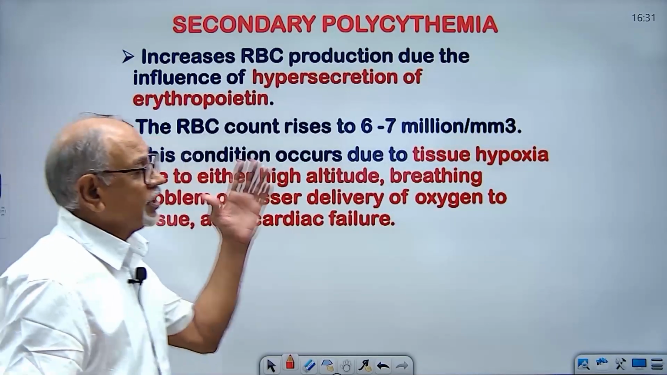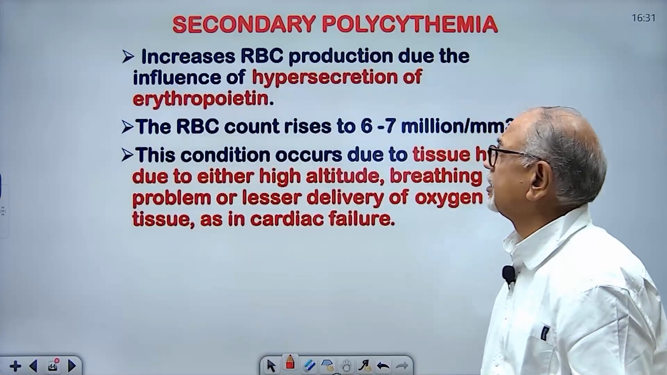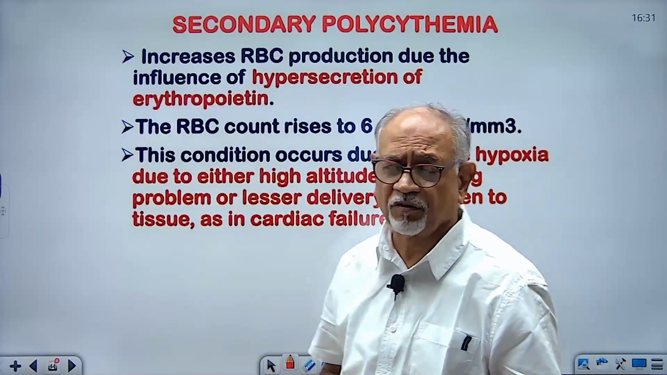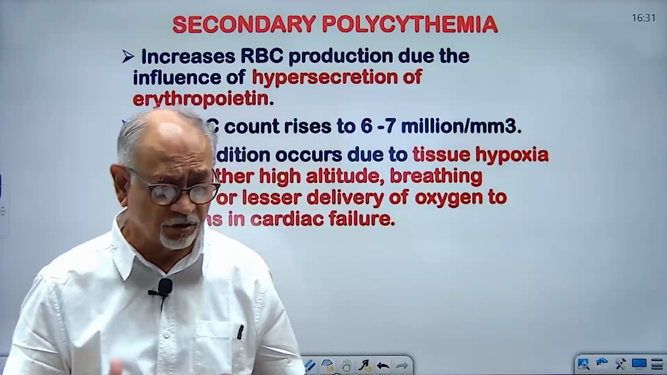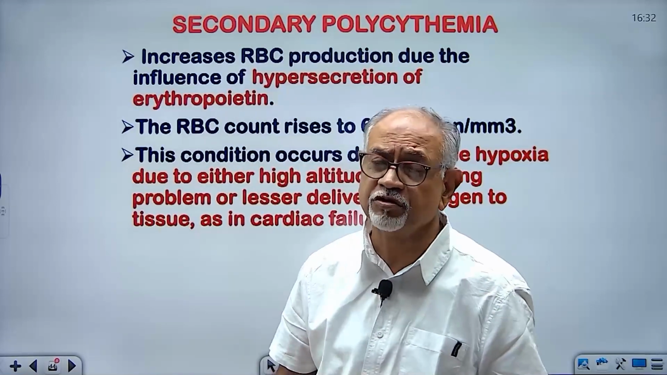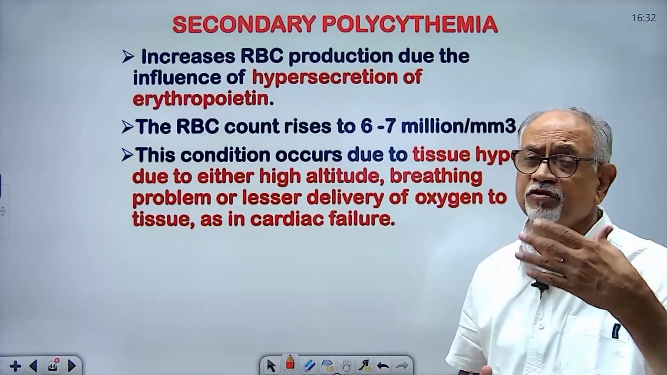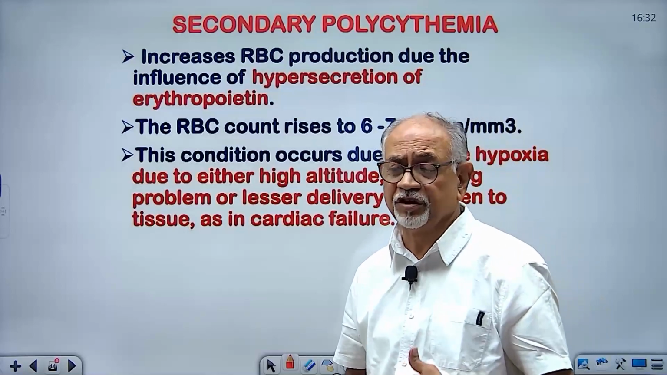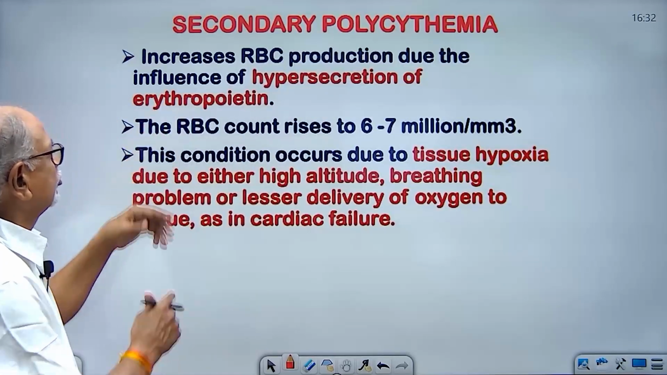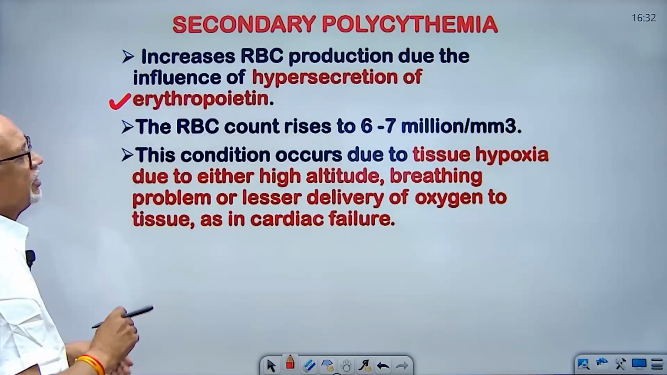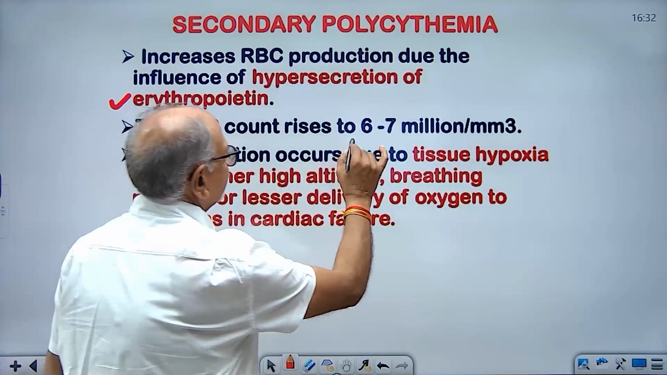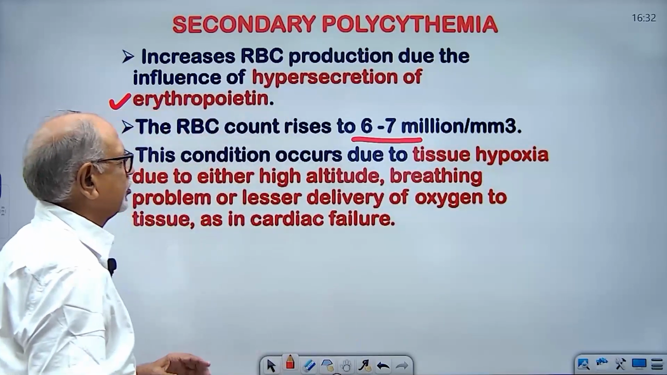Now, secondary polycythemia. Secondary polycythemia is caused due to hypersecretion of erythropoietin. As you know, erythropoietin is a hormone which is secreted from the erythropoietic tissue of the kidney in response to tissue hypoxia, that is deficiency of oxygen in the blood. So, if hypersecretion of erythropoietin occurs, then there is an increase in the number of red blood cells. It increases to 6 to 7 million per cubic millimeter.